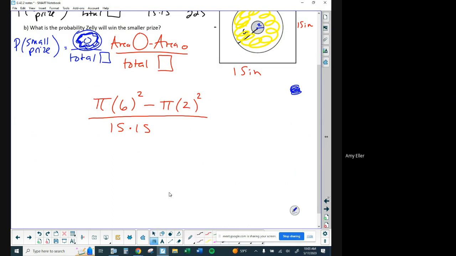I would not type it in, although it is possible to correctly type this in. I think we can do a lot of simplifying in our head. What is 6 squared? So this is 36 pi. What's 2 squared? 4 pi. So what's 36 pi's minus 4 pi's? 32 pi is my numerator. We've already done 15 times 15.